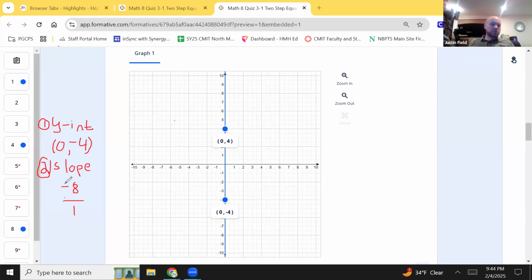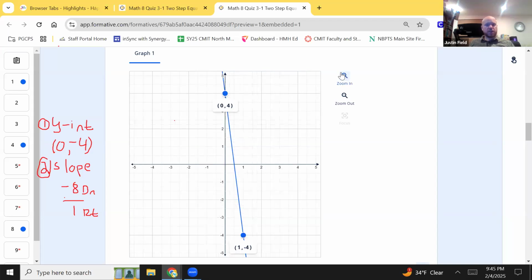I made a slope chart in the previous Ed puzzle video, so you should be able to refer to that. Negative means we go down and right, or we could go up and left. So there are 2 ways. From the -4, I'm going to go down 8, and right 1. So here is one way we could write it.